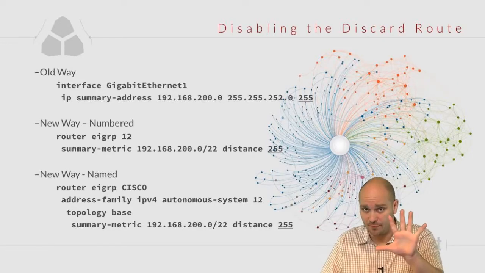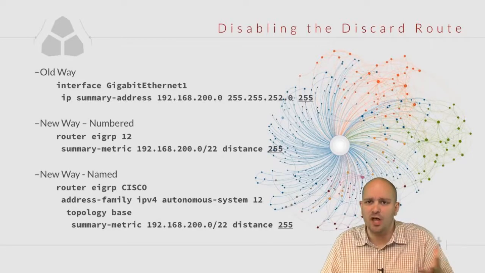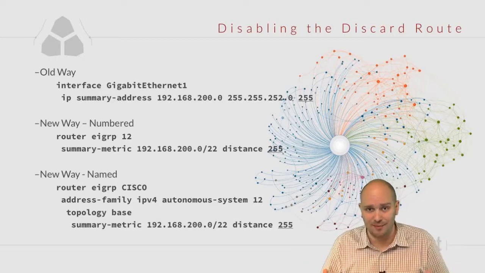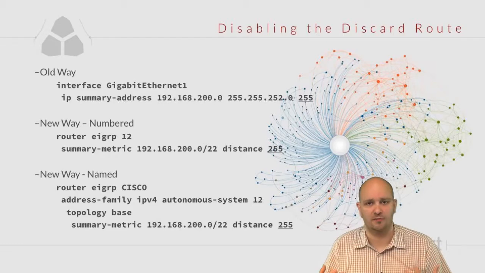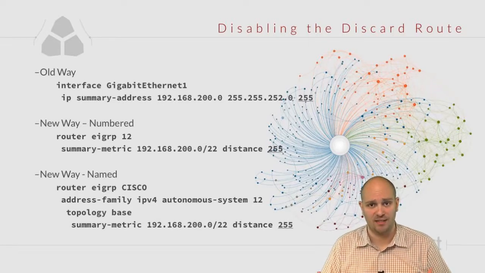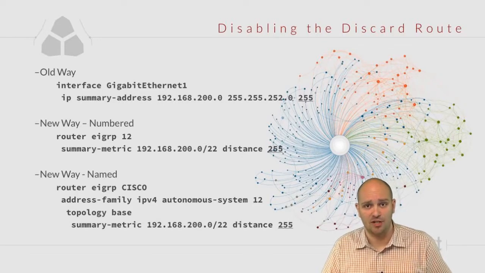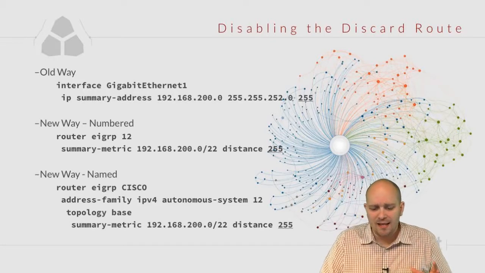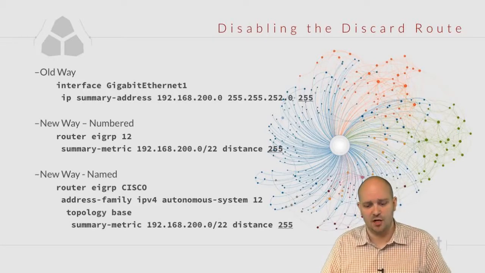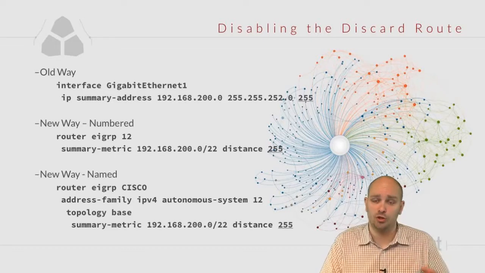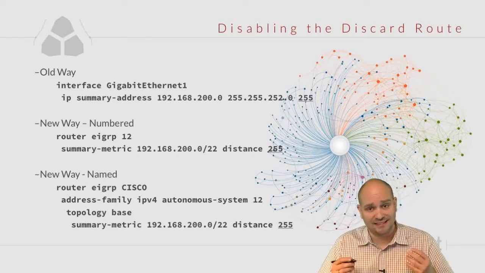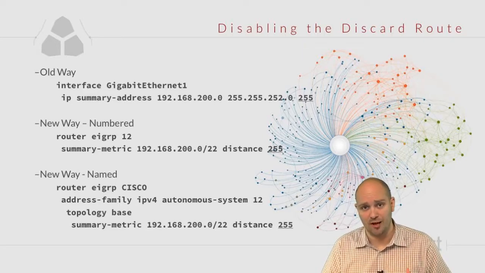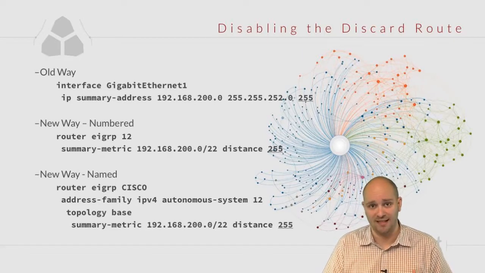By default, it has an admin distance of 5, which is pretty much, after connected and static routes, the best admin distance you can have. But you might be in a networking scenario where you need a different administrative distance for this discard route, for this summary that you created. So when you want to get rid of the discard route, or when you want to change the administrative distance, it's the exact same configuration that you have to do. It's just going to be the value that differs.